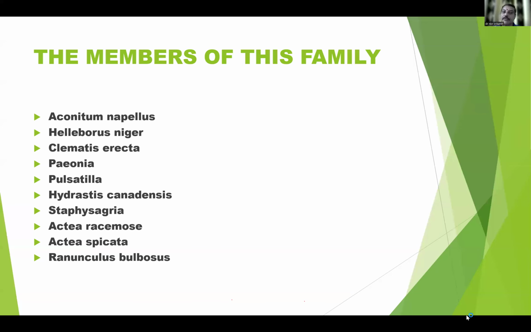Some remedies are very much polycrests, like Pulsatilla and Staphysagria, and other remedies had lesser provings but have a very good affinity in the pathology of different diseases. So these are some remedies.